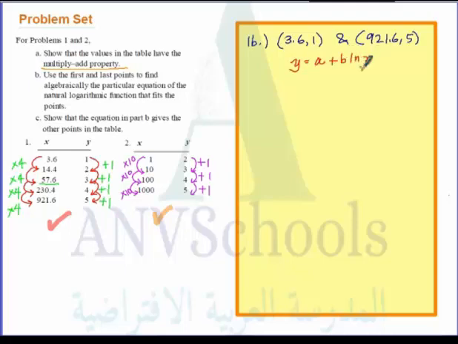So therefore, we are going to attempt to get two equations. The first one, with the point (3.6, 1), gives 1 equals a plus b ln of 3.6. And number 2, we have 5 equals a plus b times ln of 921.6.